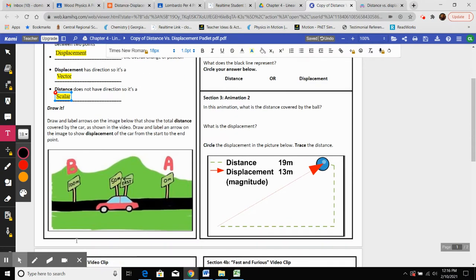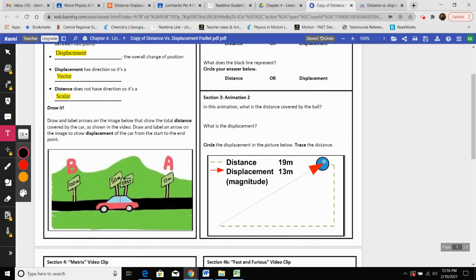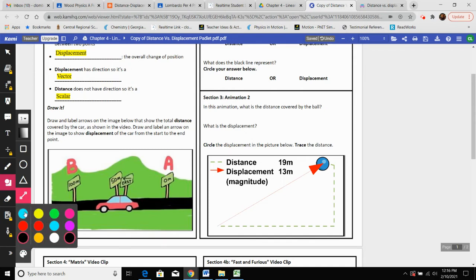So then in this piece here, it asks you to draw and label arrows on the image to show the distance completed and then to show the displacement. What you can do is use drawing, but to have nicer lines, I would go to shapes, guys, click on insert line. I'm going to make sure it's on black here.